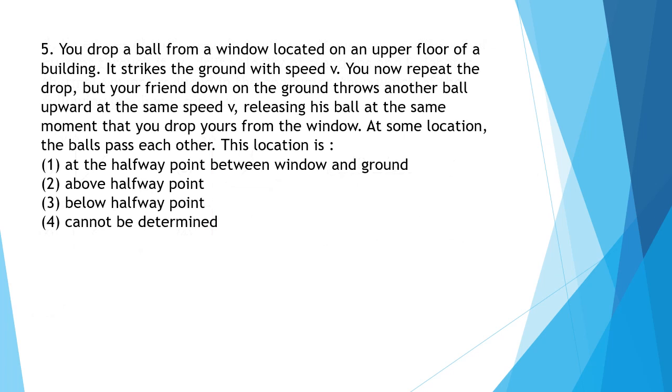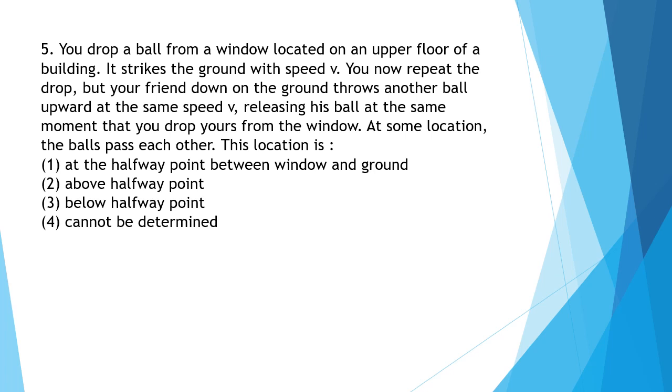Question 5. You drop a ball from a window located on an upper floor of a building. It strikes the ground with speed v. You now repeat the drop, but your friend down on the ground throws another ball upwards at the same speed v, releasing his ball at the same moment that you drop yours from the window. At some location, the balls pass each other.